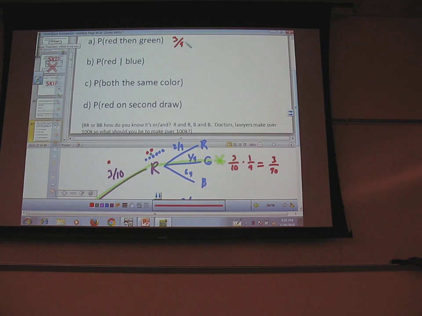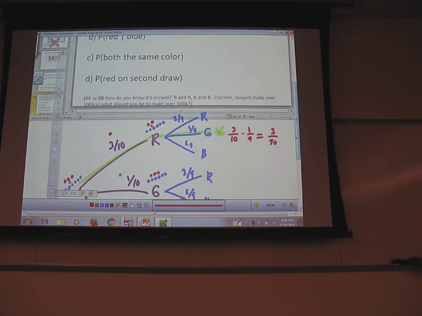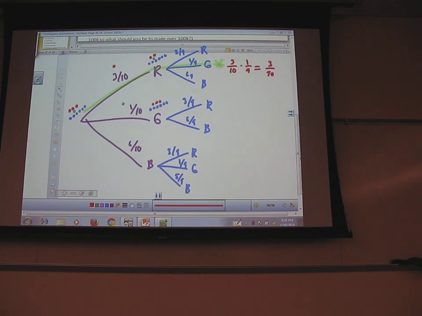3 out of 90. Now, red given blue. This is the one people were kind of like, what do I do about that? Red given blue. If I'm saying what's the probability of red given blue, I'm giving you that blue has happened first. What's the probability that I've drawn a blue first? Nope. I've given you the first marble is blue. What's the probability the first marble was blue? 100%. I've given it to you.